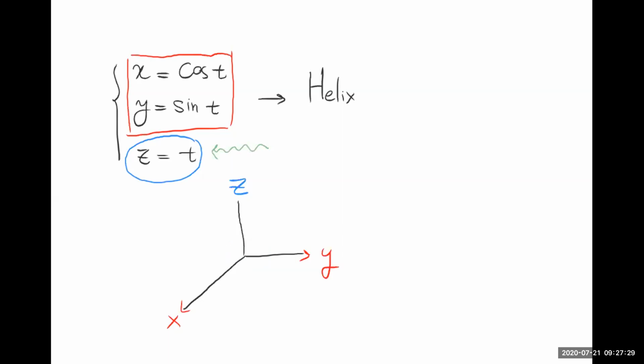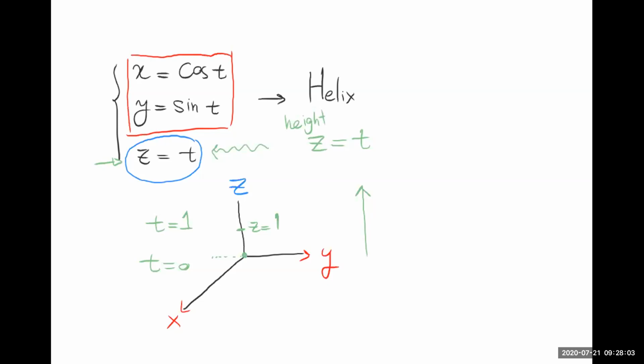So when t is 0, the variable z is 0. So we are here. When t is 1, the variable z equals 1. So we should be in this plane. As time passes, we go upward because z equals t. Z is kind of the height of the particle. As t goes forward, we go up.